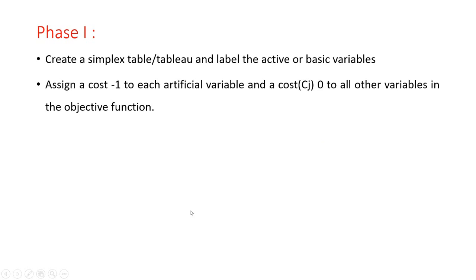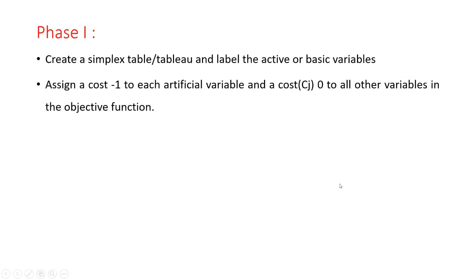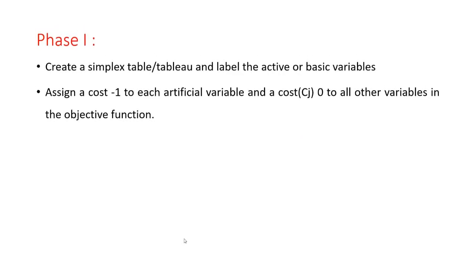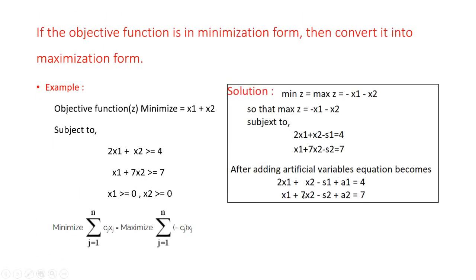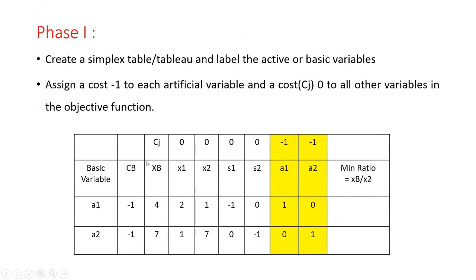So the next part is, in the first row we have to add all these cost values: 2, 1, -1, 1 and 4. So here 2, 1, -1, and XB is the RHS side. So here I am writing 4. Similarly for the second equation also 1, 7, -1, 1, 7. So all the RHS values are in the form of XB: 4 and 7.